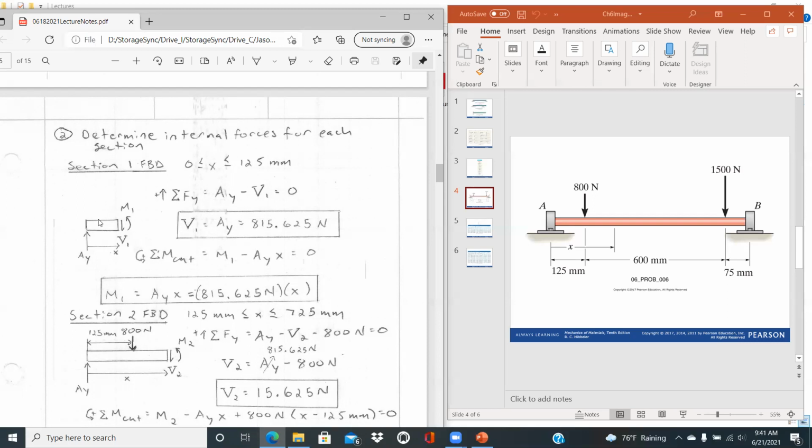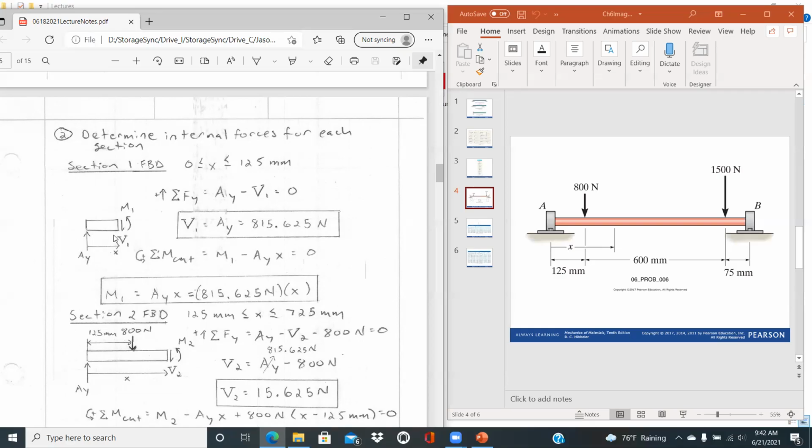But this is just the free body diagram. We have our reaction force AY on the left, our internal forces and moments that we're trying to solve, and it's a distance X away from AY being our datum. And so with that, all we have to do is sum forces in the Y. We'll have AY minus V1 equal to 0, which just tells us that V1 is equal to AY. And then if we sum moments about the cut, we don't have to deal with V1. We'll just have our moment M1 minus AY times X equal to 0. And so we find that M1 is just equal to that reaction AY times the X value, the location where that cut is located.